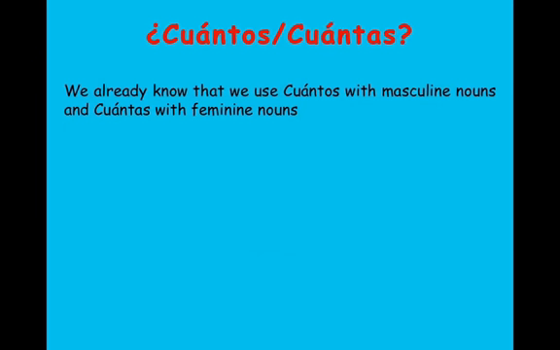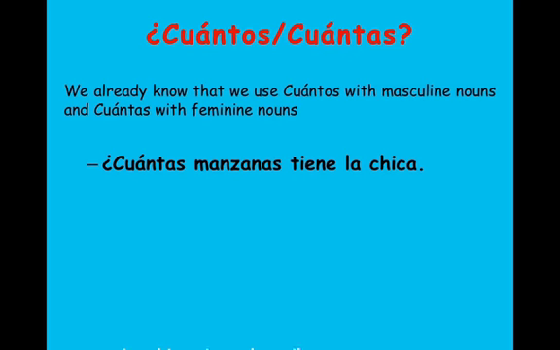Okay, we've already done cuántos and cuántas. In the previous lesson, we had done cuántas hay, how many are there? And we know that we use cuántos if we're thinking of how many of a masculine noun, and cuántas with a feminine noun. So, ¿cuántas manzanas tiene la chica? How many apples does the girl have? Manzanas is a feminine noun, so we use cuántas. The answer, la chica tiene 2,000 manzanas. She has 2,000 apples.